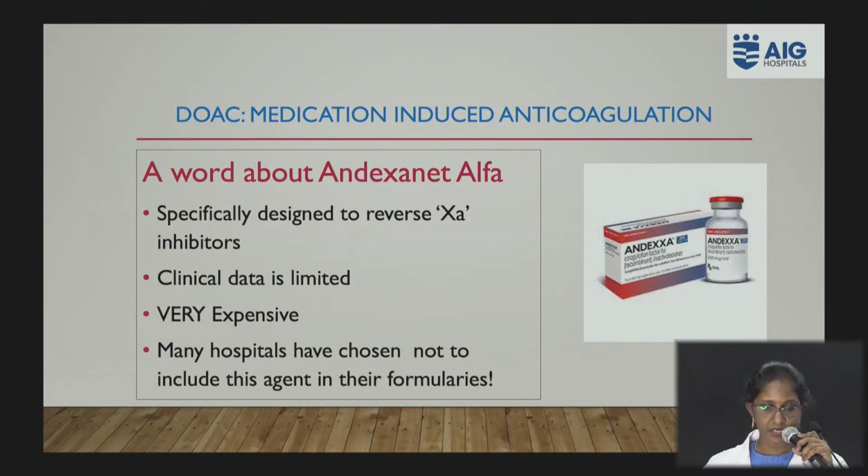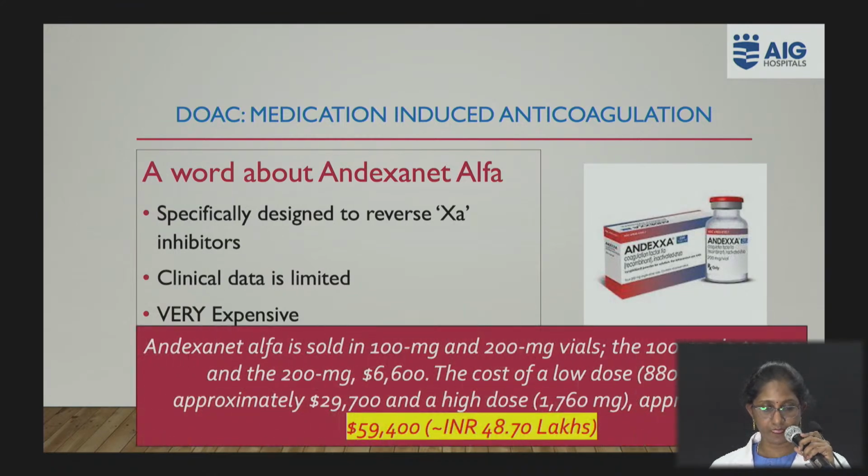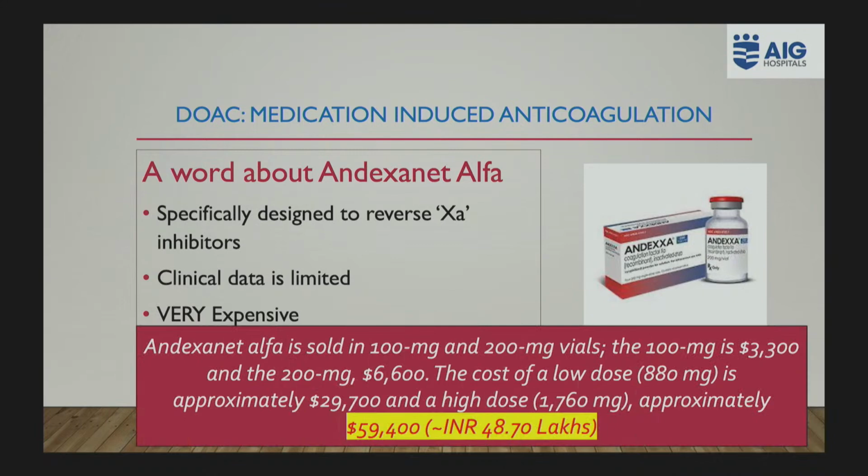A word about andexanet alfa, specifically designed to reverse 10A activity, the 10A inhibitors. Clinical data available about this medication is limited, and it is a very expensive drug. Many hospitals have not chosen to include it in their formularies. Apparently, andexanet alfa costs around 50 lakhs for one dose.